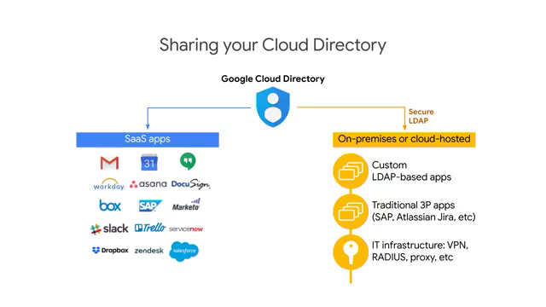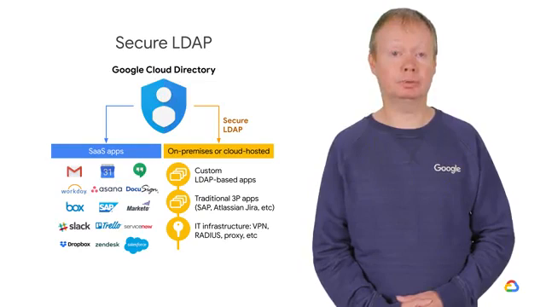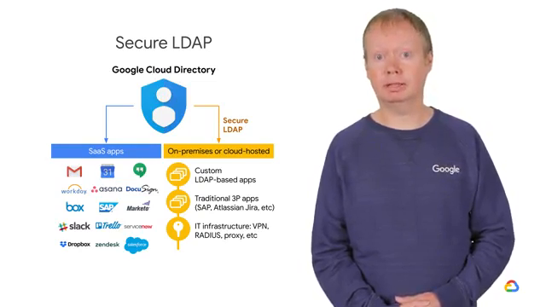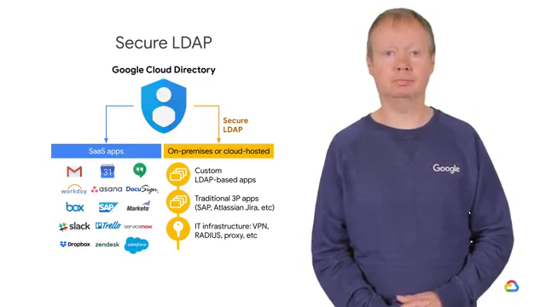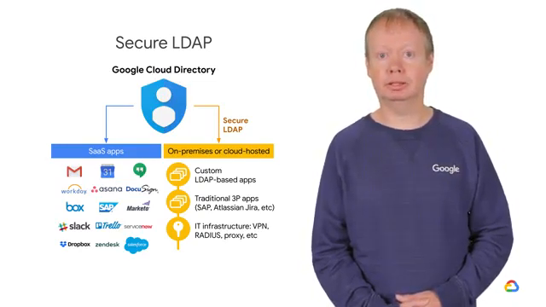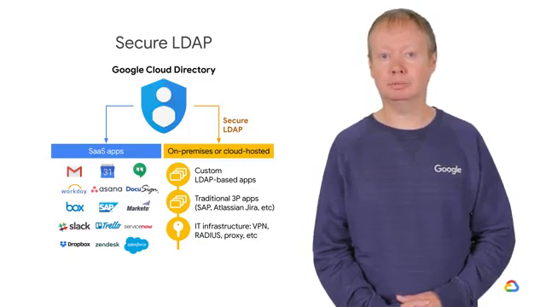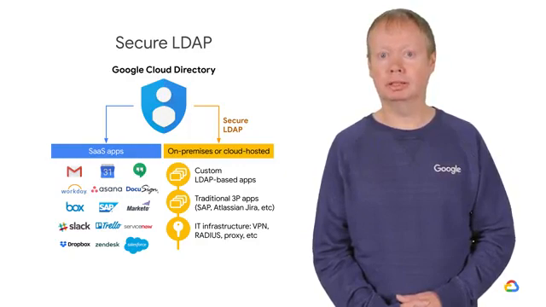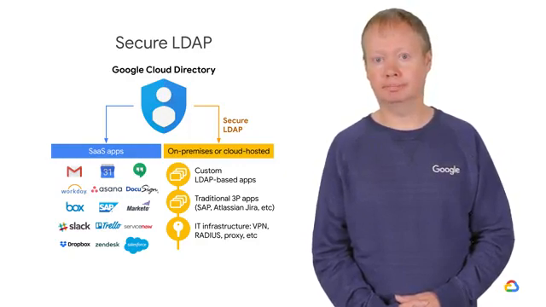Depending upon your environment, you will be able to reduce your on-premise directory footprint, or you might even be able to remove it altogether. Secure LDAP is straightforward to implement. Remember, you're leveraging your existing Google Cloud Directory, so there's no end-user change management required. You simply register your application in the administration console and then update your application's configuration to use your Cloud Directory in place of your existing directory.